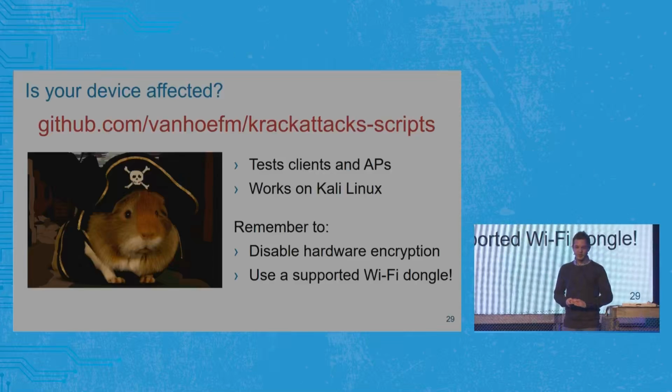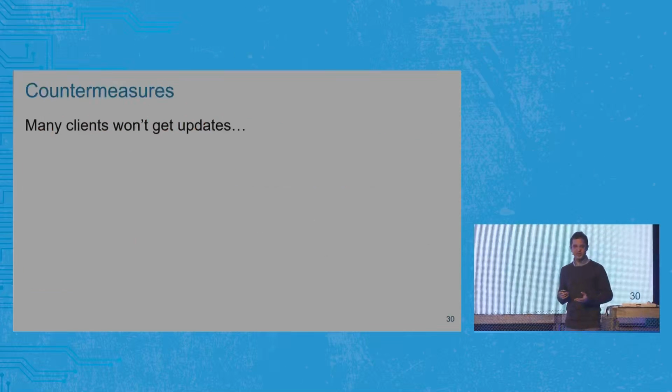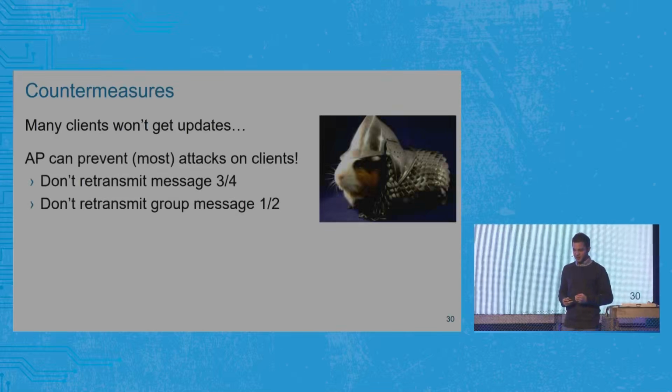Even after all these months, specifically, for example, Android devices, some of them are known not to be supported for a long time. So we might be wondering now, can we do something about this against these clients or these access points that will not be getting any updates? And luckily, yes, there is something we can do. An access point can prevent most attacks against clients. And the way this is possible is that we can modify the access point to not retransmit message 3 of the four-way handshake. And if an access point does that, we can also not replay a new message 3, meaning we cannot trigger a new key reinstallation.